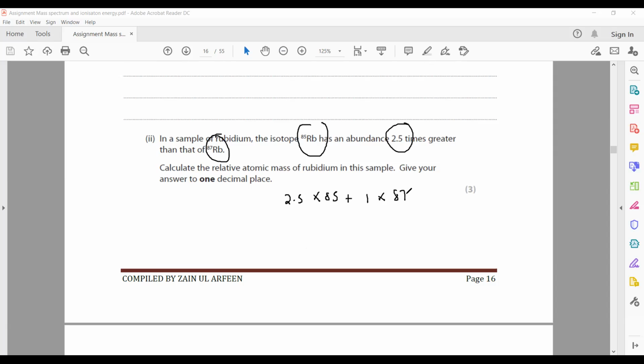Why? Because when you compare, if this was 1, this will be 2.5 times higher. Divided by, what is the sum? So 2.5 plus 1, so that's equal to 3.5. Because if percentages were given, we used to divide by the sum of the percentages. But in this case, we have the ratio. So we divide by the sum of the ratio. So what's the answer? 2.5 into 85 plus 87 into 1, and this divided by 3.5.